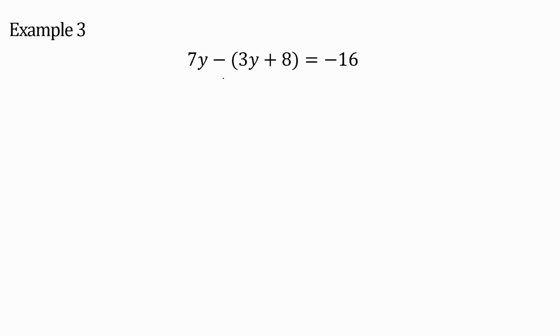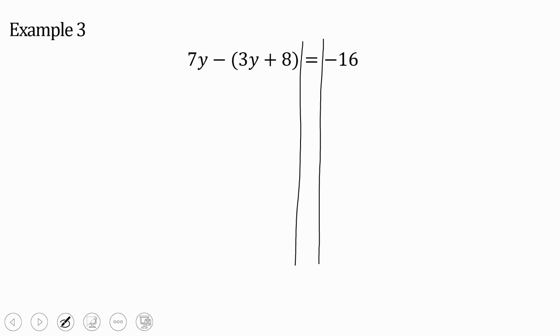Okay, so here we have 7y minus the sum of 3y and 8 equals negative 16. So the first thing we want to do is draw those train tracks. And we do have parentheses here, so we're going to distribute. Now pay close attention to what we are going to distribute here. We distribute what is directly touching the parentheses, what's directly outside the parentheses. So I don't want you to distribute this 7y because it's not right next to the parentheses.